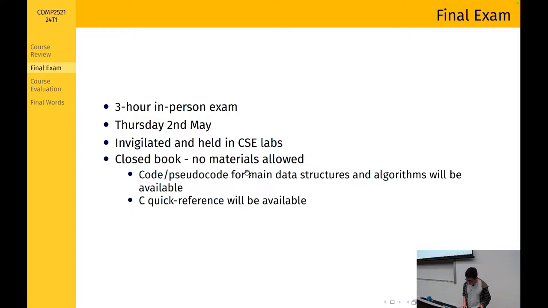All right, and the slides won't be available. So all the theory that's in the slides, you do have to study, right? So make sure you do that.